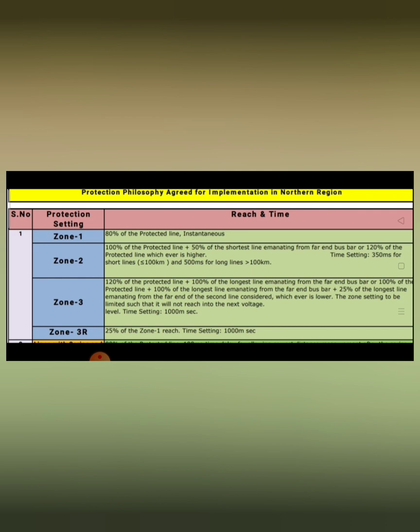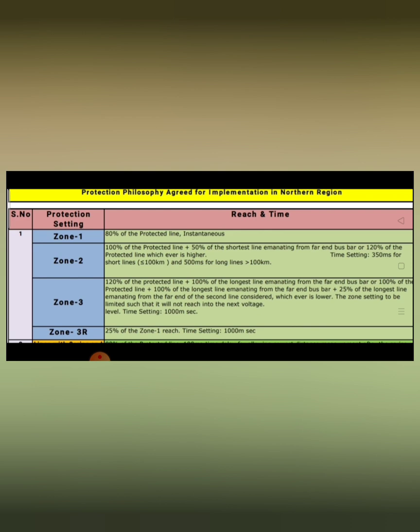Second important part after that is there are four zones of distance protection setting: zone 1, zone 2, zone 3, and zone 4 or reverse zone. Then the third important factor that we have to understand is what is the reach of each zone and the time setting in milliseconds of each zone.